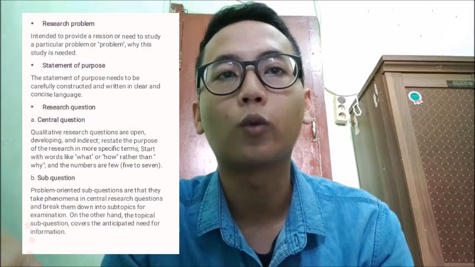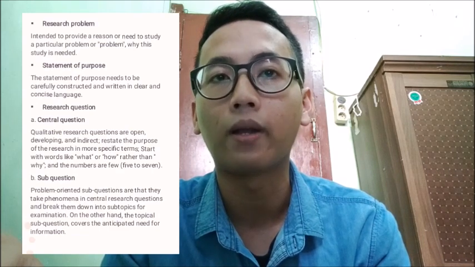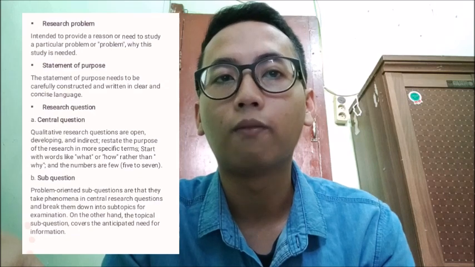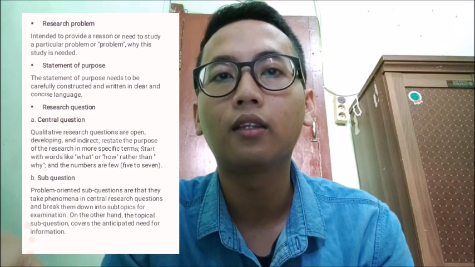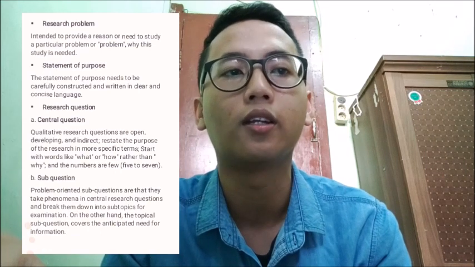There are two types of research question. The first one is a central question. Qualitative research questions are open, developing, and indirect. The second one is the sub-question. Problem-oriented sub-questions take the phenomena in the central research question and break them into subtopics for examination.